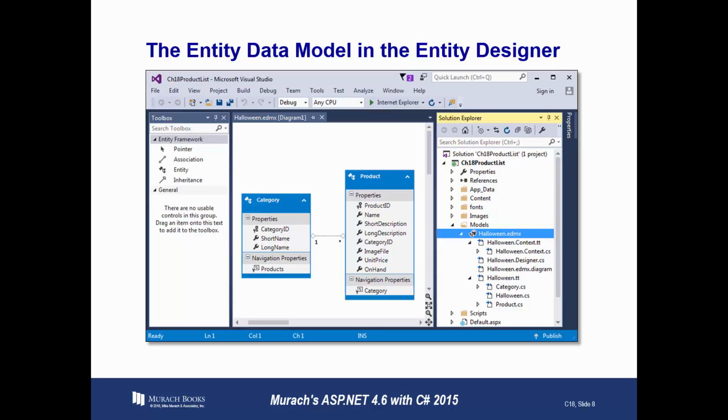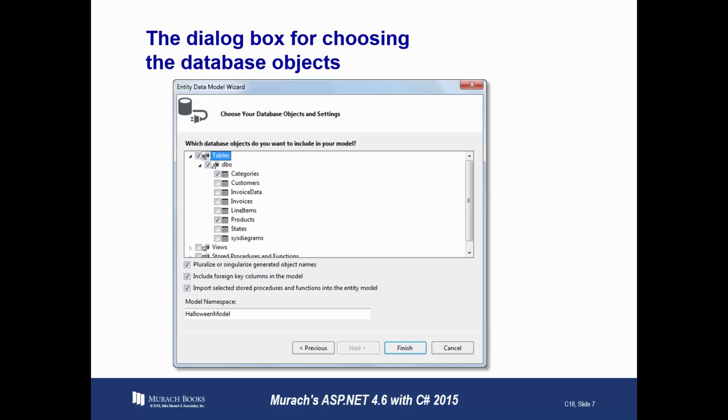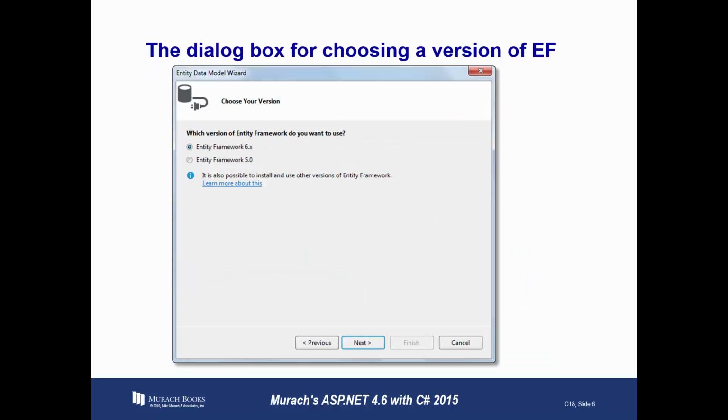So, the third and fourth steps in using the Entity Data Model Wizard were what we just went over. Again, this third step that's right here lets you select the version of the Entity Framework you want to use. By default, it's 6.x. With this option, the most current release of Entity Framework 6 will be used. That's the one used throughout the chapter.